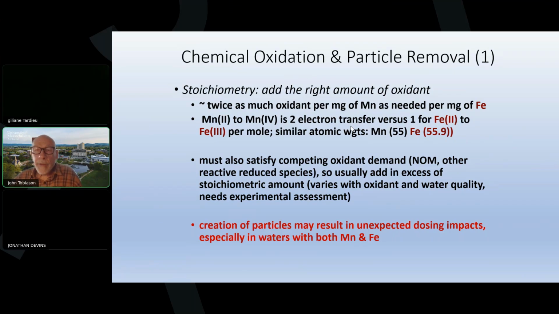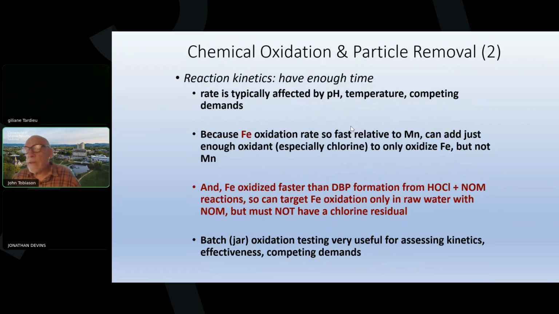When you add an oxidant, you also have to satisfy competing oxidant demand from natural organic matter and other reduced species such as sulfide or ammonia, and we have to add in excess of that. We need to determine that experimentally, and it can be done in jar testing. And then when you create particles from, say, iron or manganese, it can result in some unexpected results with stoichiometry that you have to study. And then how fast is reaction kinetics.